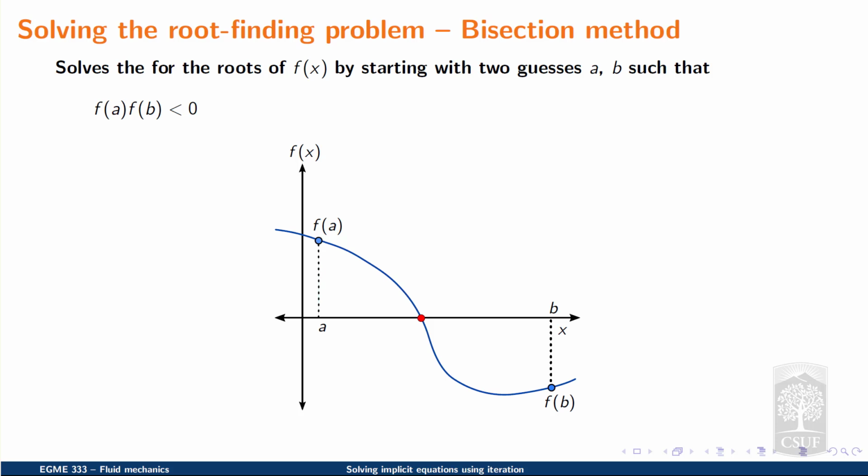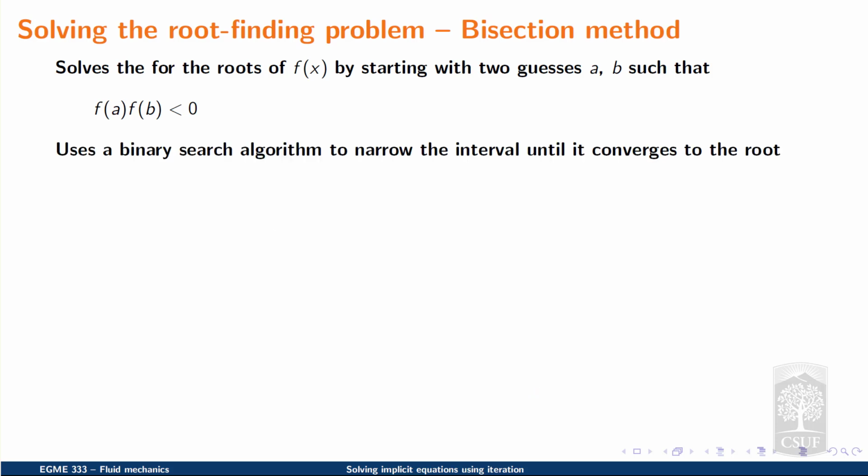To envision this condition, note that f of a is a positive quantity and f of b is a negative quantity. So if the function f of x is continuous, then at some point within the range ab, the function must pass the x-axis, and therefore a root of x exists within the interval ab. Essentially, the bisection method uses a binary search algorithm to narrow the interval ab until it converges to the root contained within ab.